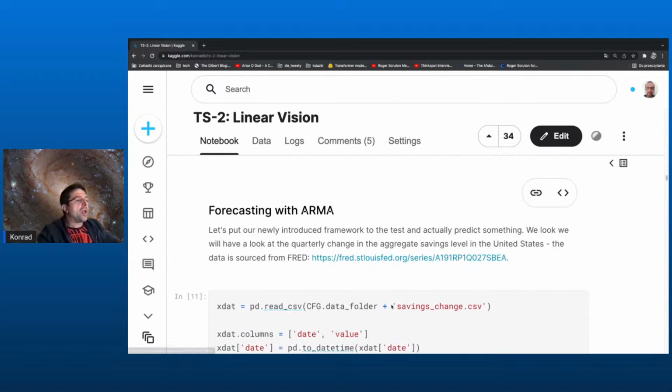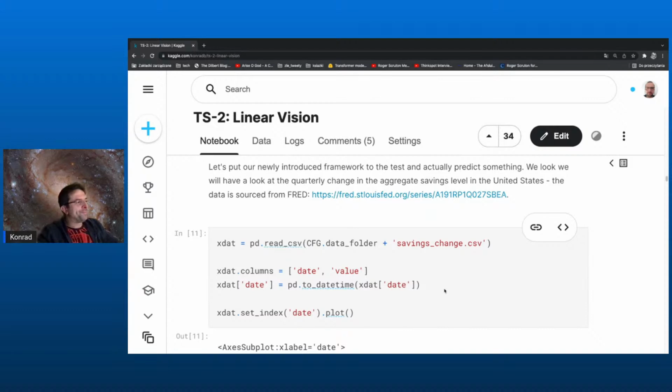Forecasting with ARIMA, what everyone's been waiting for. Excuse me. We look at a simple series of changes in the level of savings. And that's a depressing series if you look at level of savings in developed economies. For the record, when I say developed, I don't mean my opinion about someone's development. It's an official term that places like the World Bank are using. For the record.